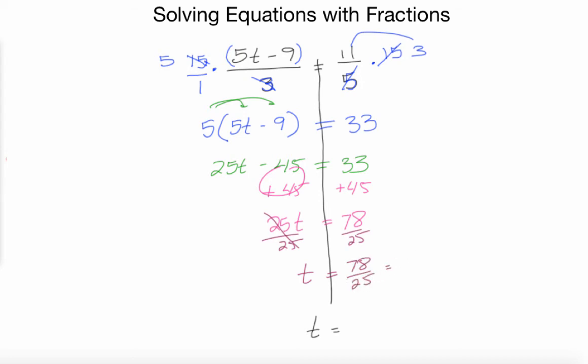I always like mixed numbers. Putting things as mixed numbers makes sense to me more than a big improper fraction. 25 goes into 78 3 times, which is 75, so then there's 3 left over. So there is my solution. t is 3 and 3/25.